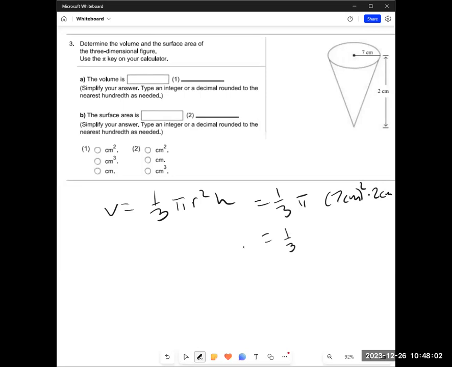This is 1/3, then this is 49, and this is 2. So let's approximate that using our calculator. Pi times 49 times 2, and then that divided by 3. It's going to be 102.63 cubic centimeters for the volume.